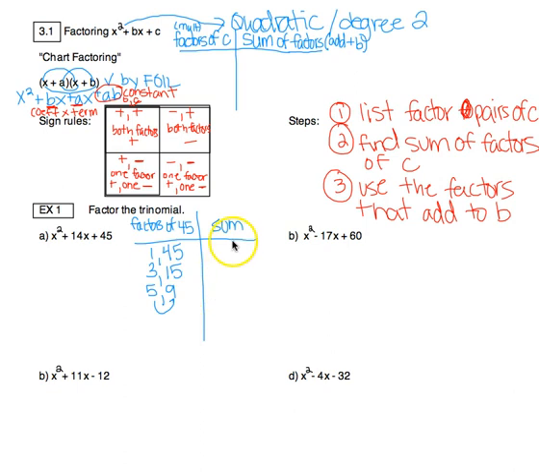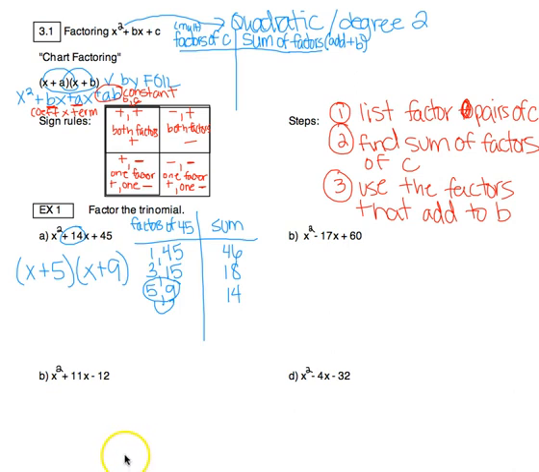So now I'm just going to list the sums. 1 plus 45 is 46. 3 plus 15 is 18. 5 plus 9 is 14. I want to use in step 3 the factors that add to B. So my B in this case is 14. So I call these my winning factors, and they're both positive, which should make sense because of what I said at the beginning. So x plus 5 times x plus 9 would be my answer.